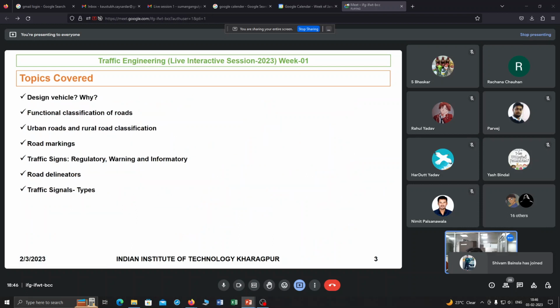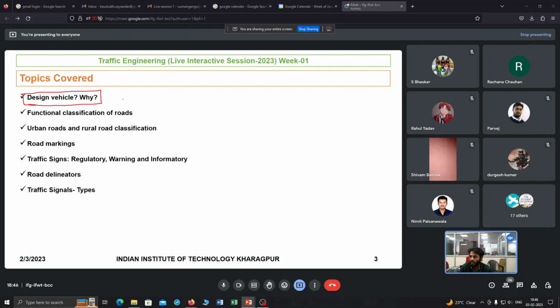Then there is the concept of design vehicles. Why is there a need for it? There are many kinds of vehicles plying on the road, so why should I need a design vehicle? For a traffic engineer, why is it important to know what a design vehicle is? Basically it is a representative vehicle, because we have so many vehicles with so many physical characteristics, such as lengths and widths that are different. Suppose you imagine a truck and a bicycle, there is a huge difference.